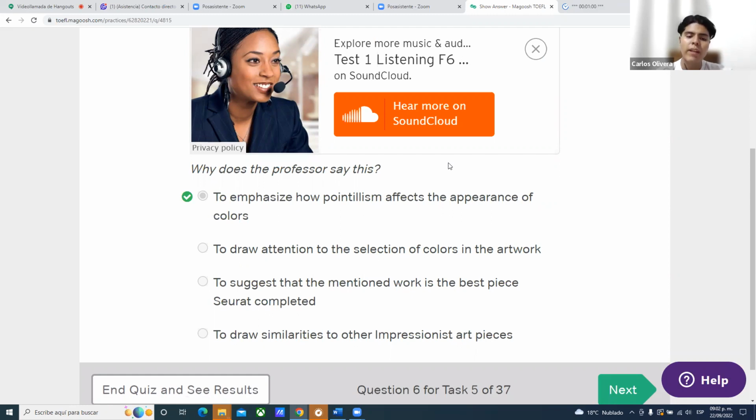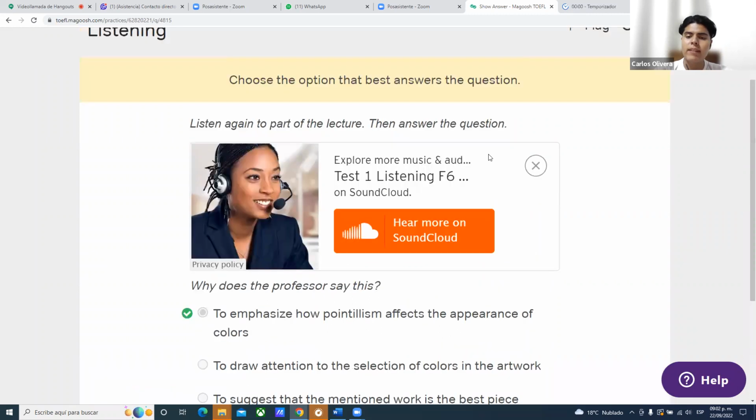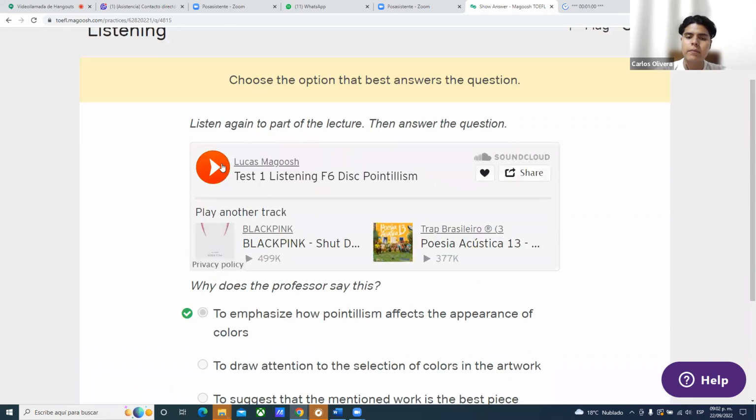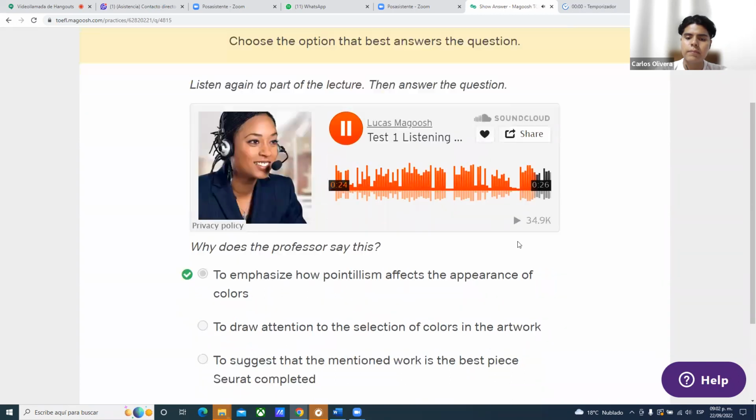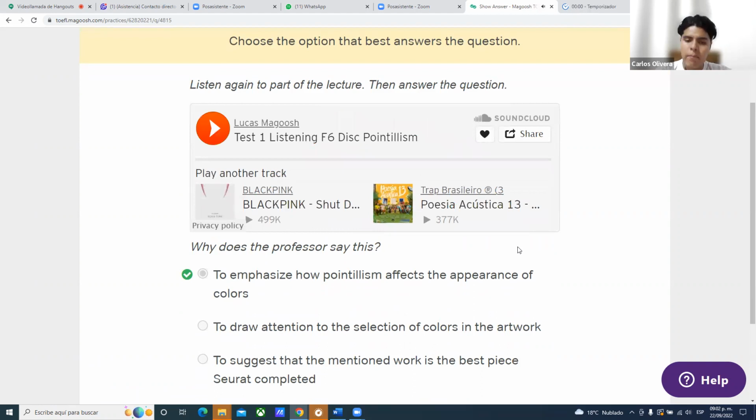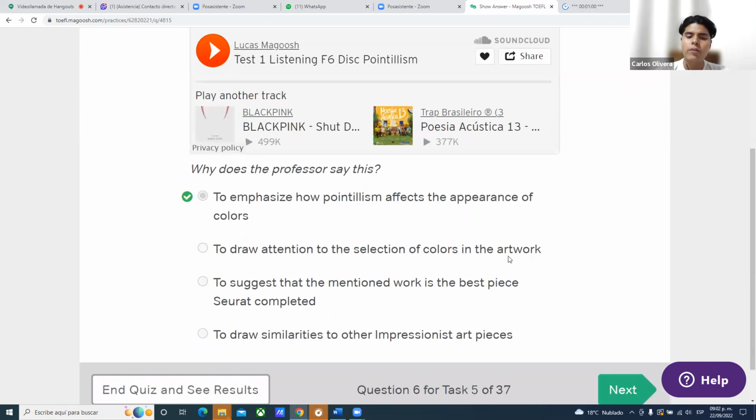The second option, to draw attention to the selection of colors in the artwork, cannot be the correct answer, because remember what the professor says. Let's see again: listen how vivid and vibrant the colors in this picture are. Vivid and vibrant the colors in this picture are, right? So he's basically emphasizing the appearance of the colors instead of the selection. He's not mentioning, for example, how he used just black colors, or just light colors, or combinations or blendings. He's not discussing the selection, what he chose to paint. He's discussing how this affects the picture, what effect it produces in the picture that, in this case, I think was painted by Seurat.